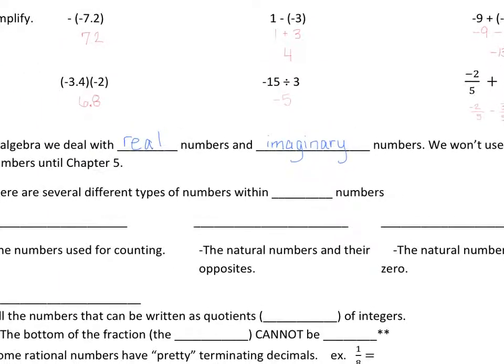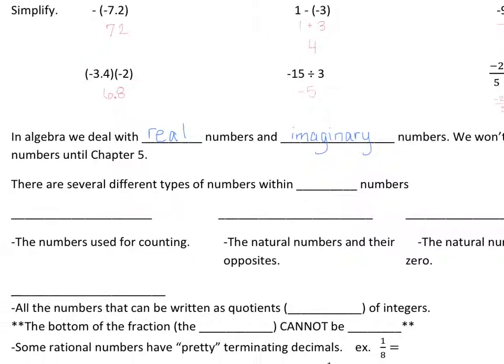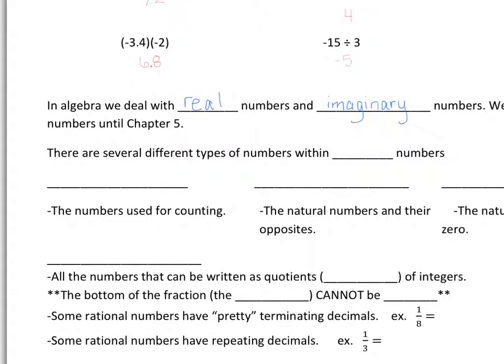Now imaginary, yeah, it's as complicated as it sounds, but don't worry about that yet because we won't use those until chapter 5, so that's around Christmas. We're going to focus on the real numbers up until Christmas and even after that, but real is what we're dealing with. So there are several different types of numbers within real numbers. Real is like the big overarching category, and then there's categories within that.